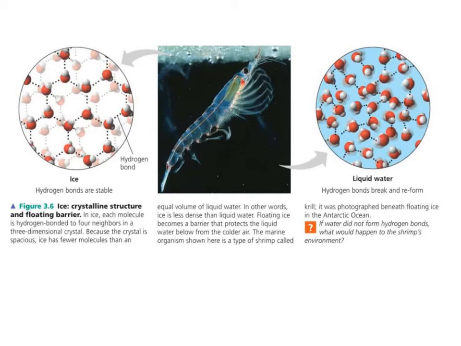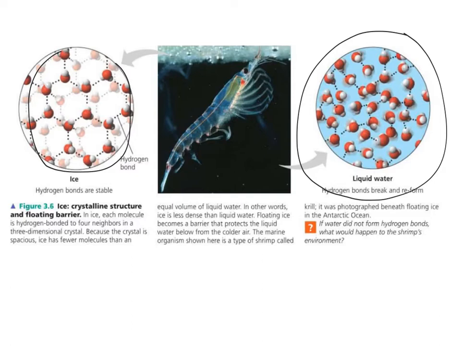This picture explains: this picture is the ice crystals and this picture is the liquid water molecules. You see there are hydrogen bonds. And these hydrogen bonds in this crystal structure help the water molecules separate from each other, and there is more space between water molecules.